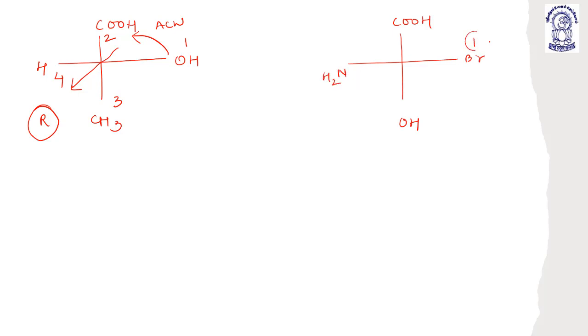There's one more example. So this is 1, this is 2, this is 3, and this is 4. The minimum priority is on the horizontal line. Okay, from 1 to 2, it is clockwise, meaning it is the S form. Okay.